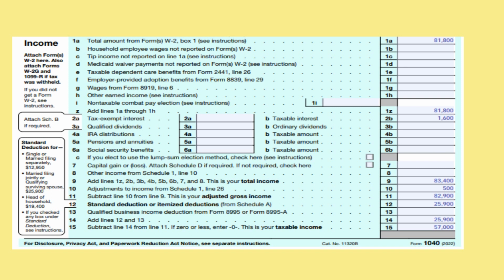On line 1H, put any other earned income. One example of this would be strike or lockout benefits. If you are taking the earned income credit, you can elect to include your non-taxable combat pay in your earned income when calculating the credit. This might arrive at a higher credit for you. If you are doing this, you need to include the amount on line 1I.